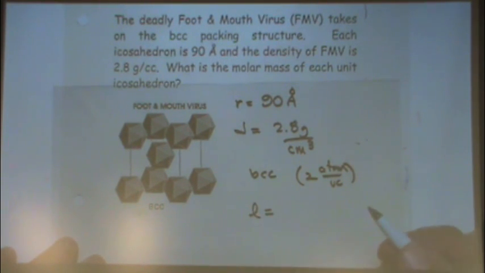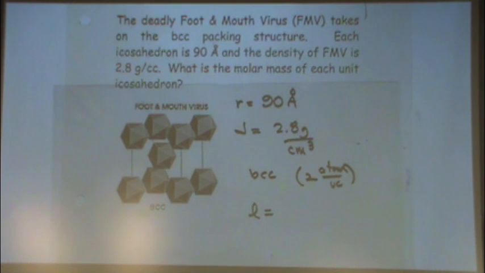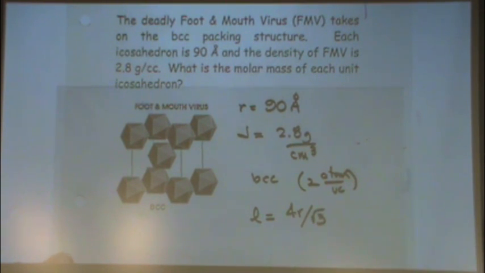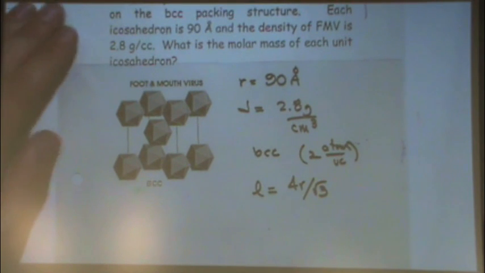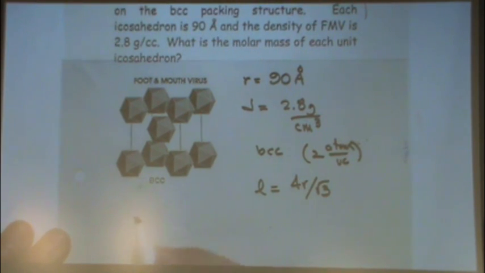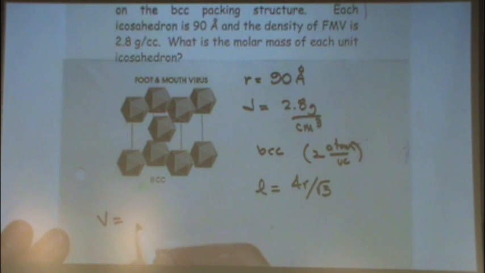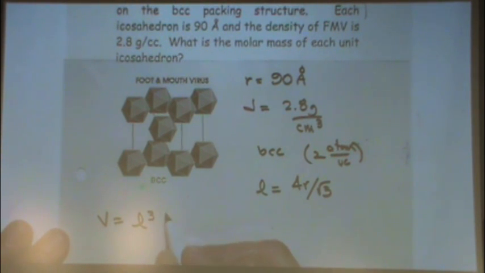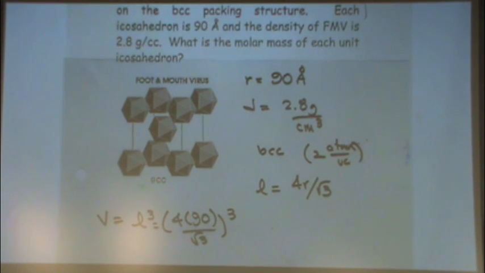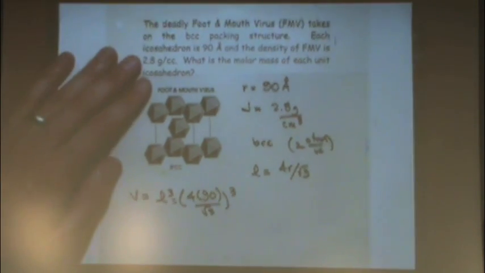And this has what? A face diagonal or a cube diagonal? It's the cube diagonal. So this is 4r over the square root of 3. Okay, so let's try this. Let's find the volume first. The volume is the length cubed, which is 4r, r is 90, over the square root of 3, cubed. But that will be in angstroms cubed. And I want it to match the density units, which is centimeters cubed. So let's do a little conversion here.